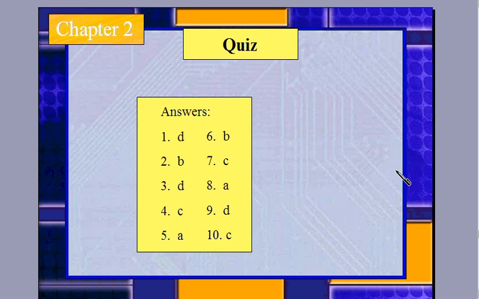And the answers are as follows. 1 is D, 2 is B, 3 is D, 4 is C, 5 is A, 6 is B, 7 is C, 8 is A, 9 is D, 10 is C.